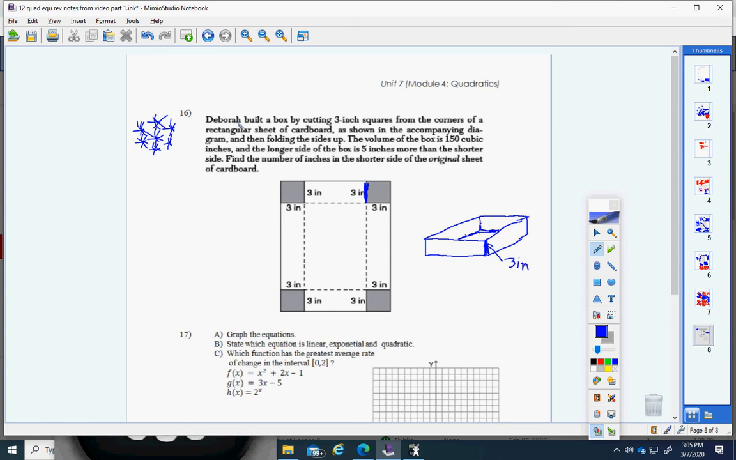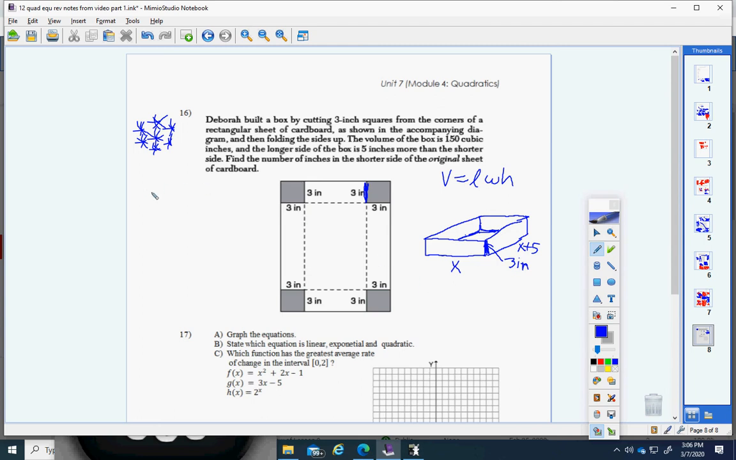So let's keep on reading. The volume of the box. So volume is length times width times height. So of this box that I drew, the volume is 150. The longer side is 5 inches more than the shorter side. So I'll call this the shorter side. I'll call this one the longer side. We already know that the height is 3 inches.